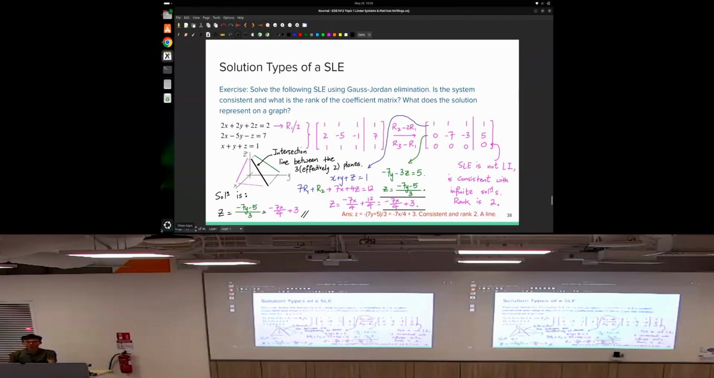No. If it's 4 equations, if I give you 4 equations, I got W, X, Y, Z to solve. You must get rank 4 to get unique solution.